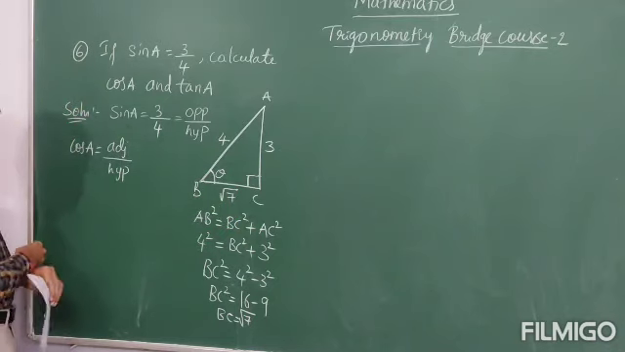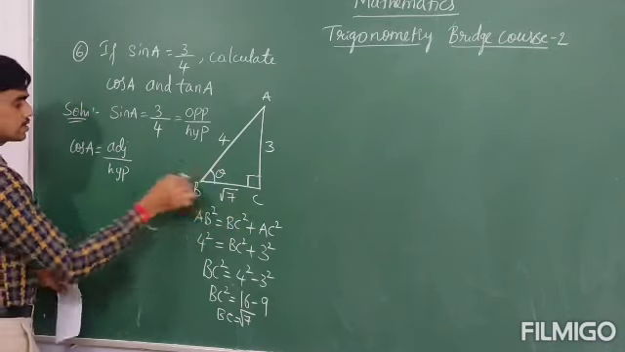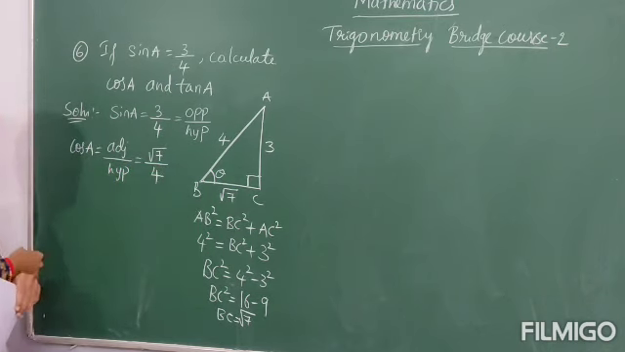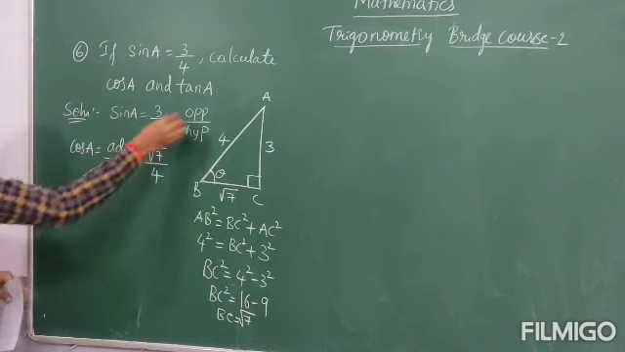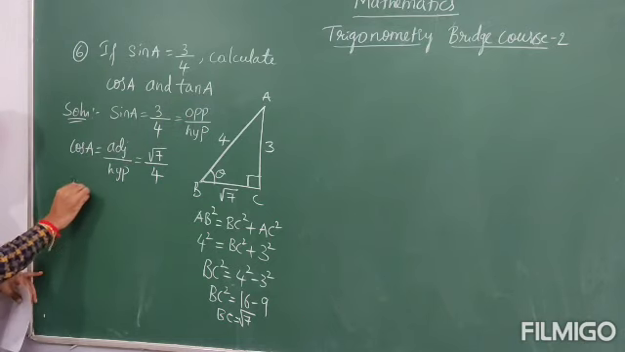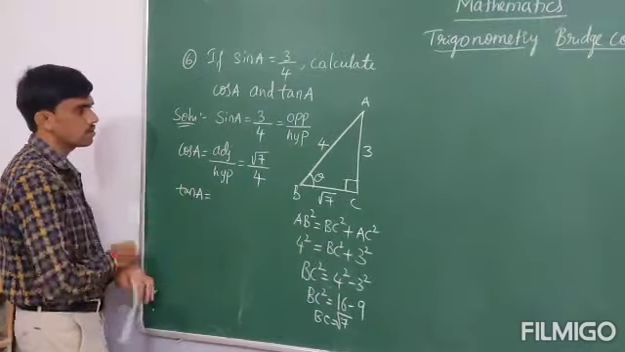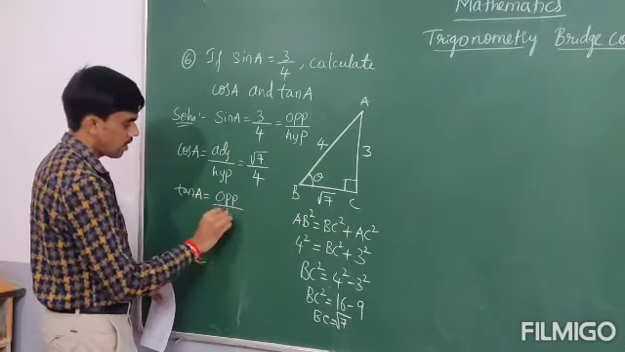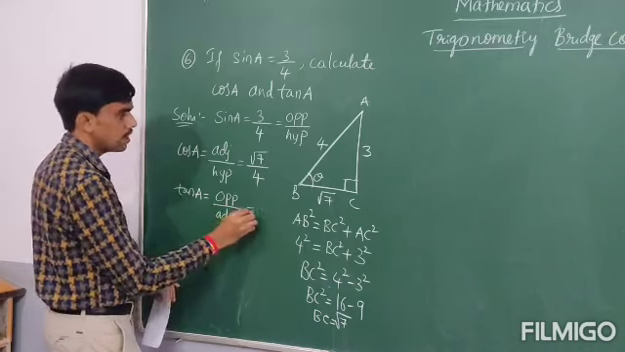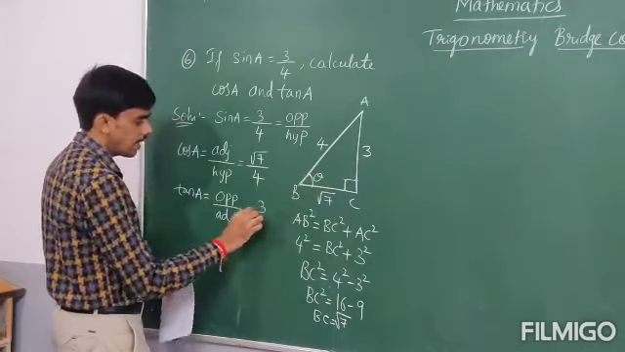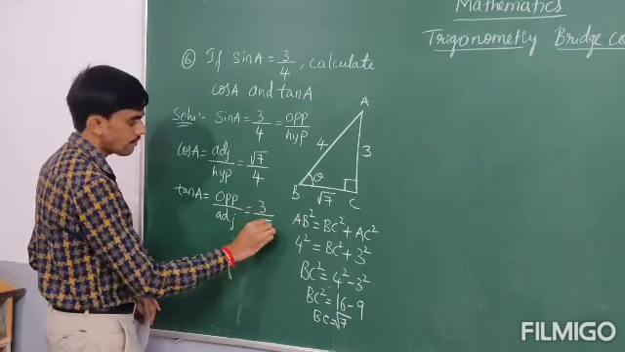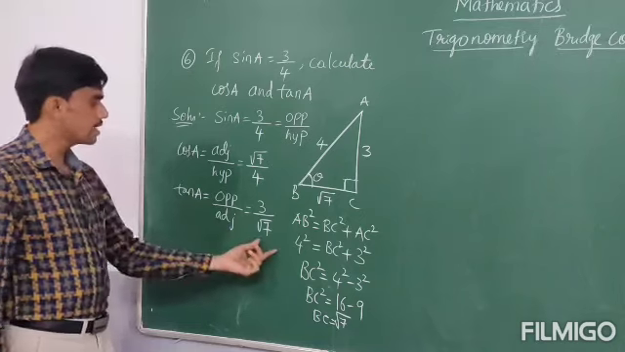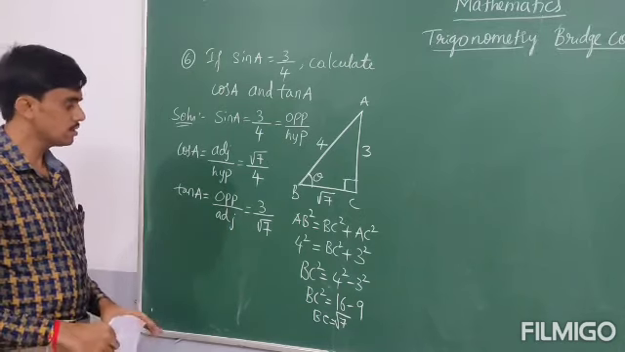So cos A is adjacent by hypotenuse. The adjacent side is root 7, the hypotenuse is 4. So cos A is equal to root 7 by 4. Next we have to calculate tan A. Tan A is opposite by adjacent. Here the opposite side is 3, the adjacent side is root 7. Therefore, cos A is equal to root 7 by 4 and tan A is equal to 3 by root 7.